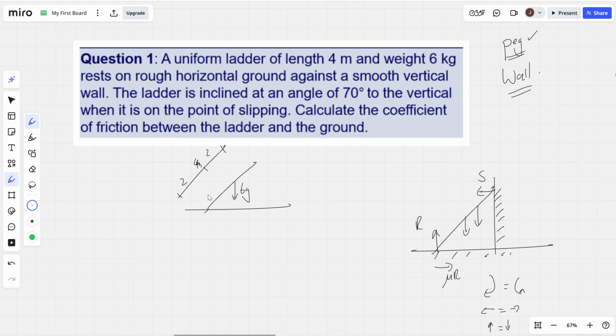Rough horizontal ground, so it is what we just talked about, so R and mu R. A smooth vertical wall, so you can draw the wall on if you like, or you could just draw the other one. If you do an S, just make sure it doesn't look like a 5. And then we've got 70 degrees. On the point of slipping is just another way of saying equilibrium. Calculate mu. So let's go through those steps then.